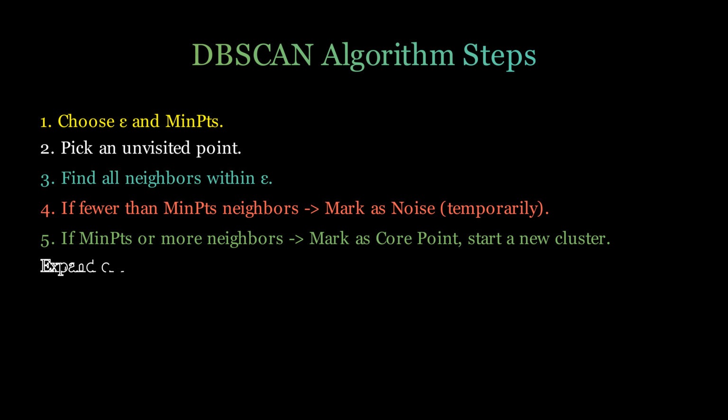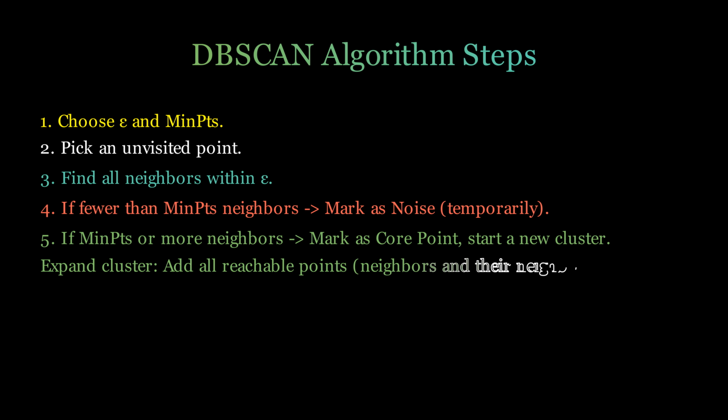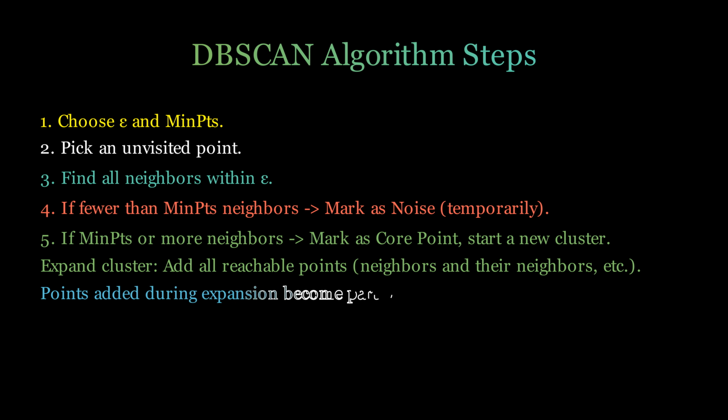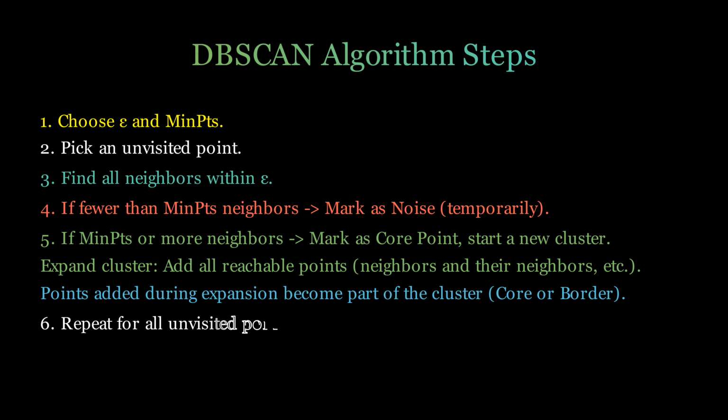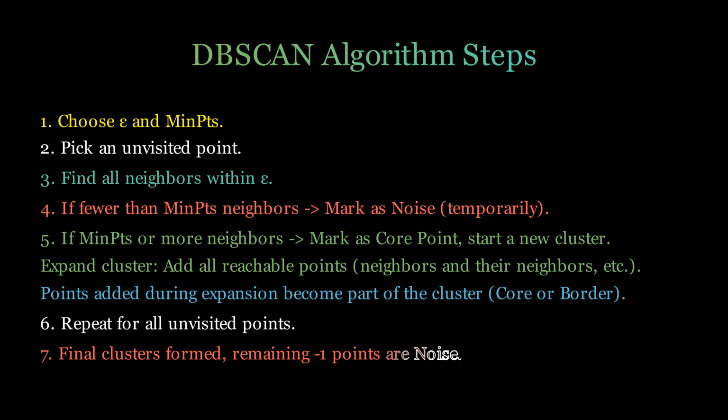We then expand the cluster by finding all points density reachable from this core point. This involves exploring the neighbors, and the neighbors of neighbors, and so on. Any point found during this expansion that isn't already part of another cluster is added to the current cluster. Core points stay core, while others might become border points. We continue this process until all points have been visited. Finally, the clusters are formed, and any points still marked as -1 are confirmed as noise.